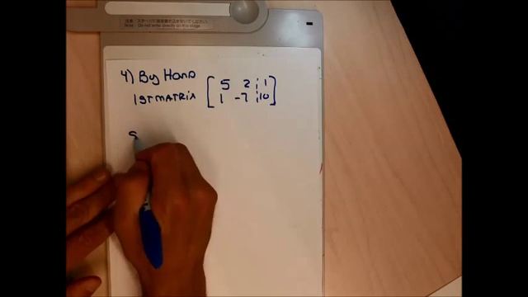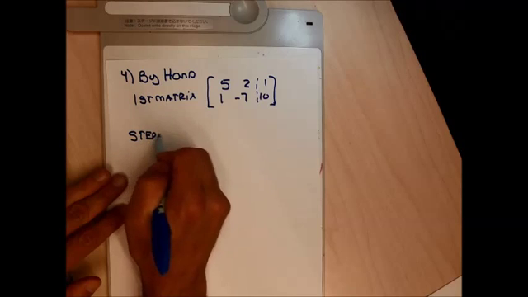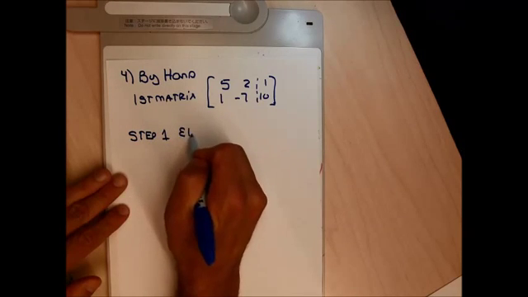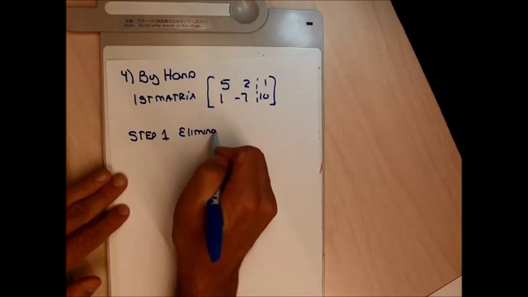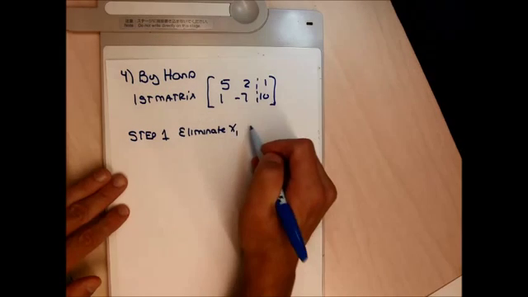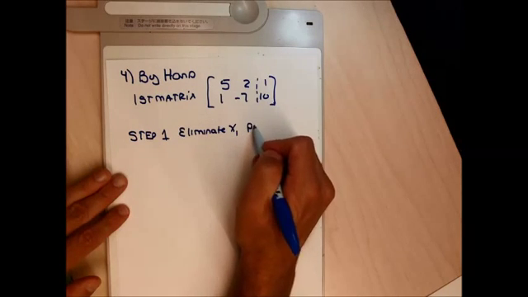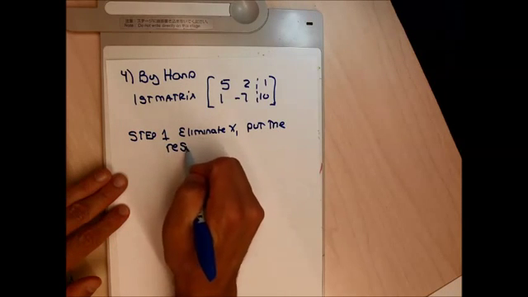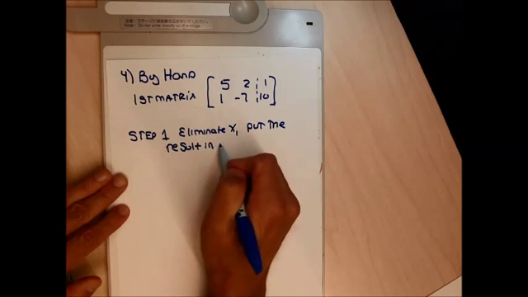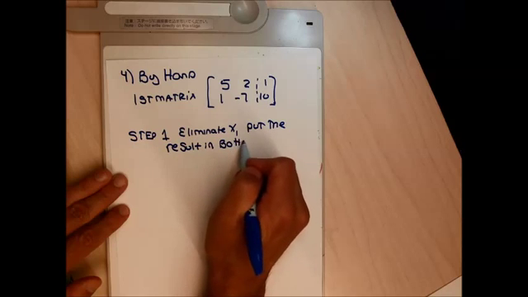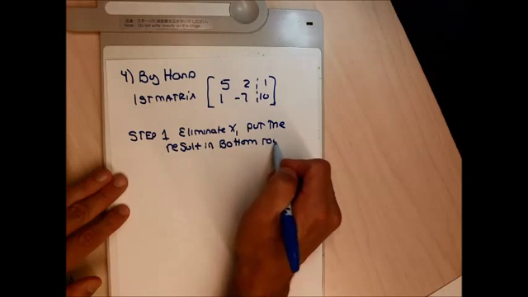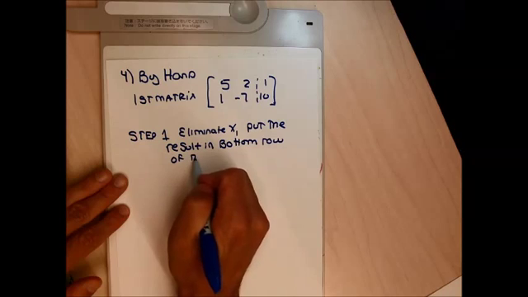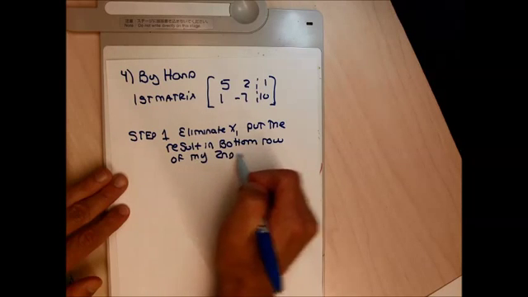My step 1 is to eliminate the x's and put the result in the bottom row of my second matrix.